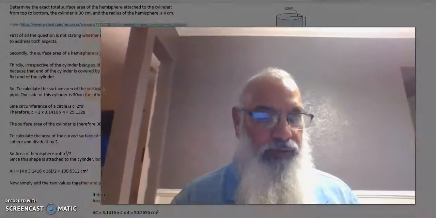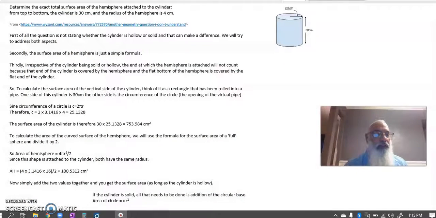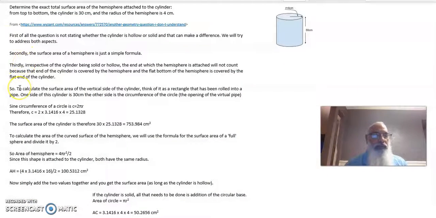Okay, so back to the calculation here. The circumference of the circle, which will be the end of the cylinder, if you like, is given by 2 pi r. I'm sure you're familiar with that formula. So we apply that formula and we find the circumference of the cylinder, which is 25.131328, and that would be a centimeter square.